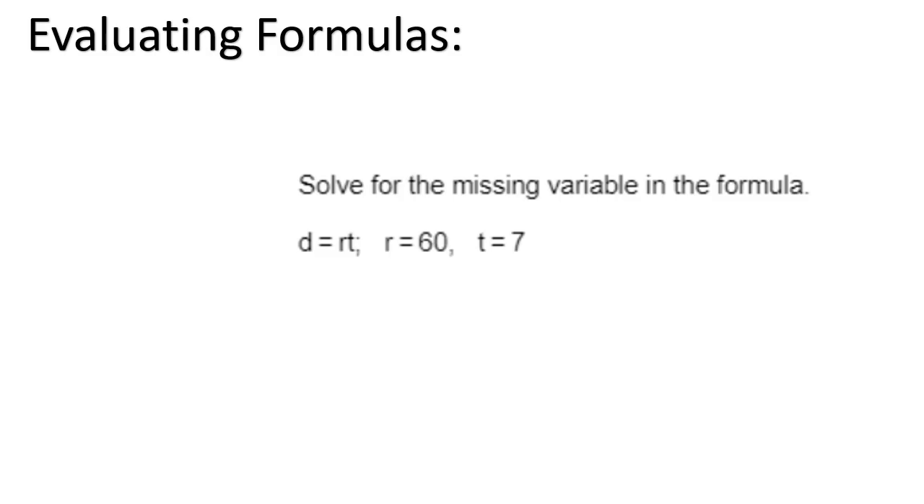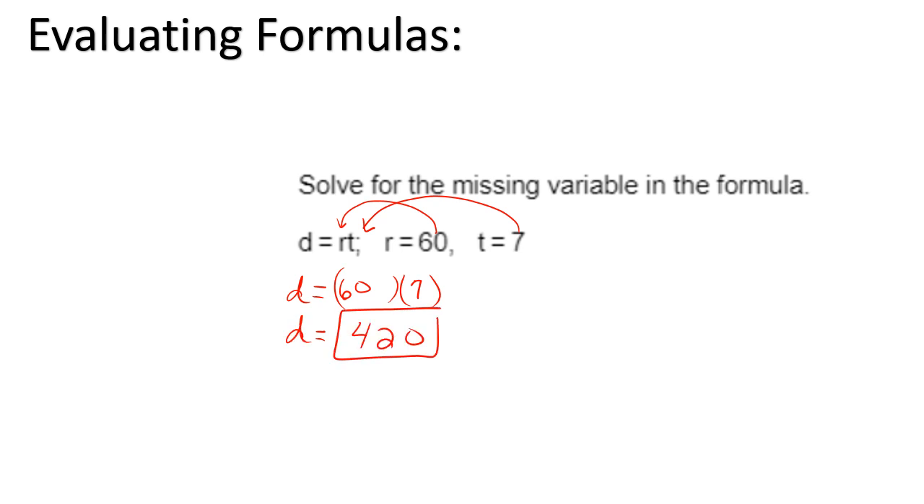When it comes to evaluating formulas, here's an example of one like this. The formula is D equals RT. Some of you may not recognize it, but it's the distance formula. Basically, you need to be able to take that 60 for the R, the rate, and substitute that in. Take that 7 for the time, the T, substitute that in. When I substitute in values, I normally use parentheses to substitute those. Then, since there's no sign or symbol between the R and the T, you would multiply. So 60 times 7 would give us the answer of 420. That would be the final answer.